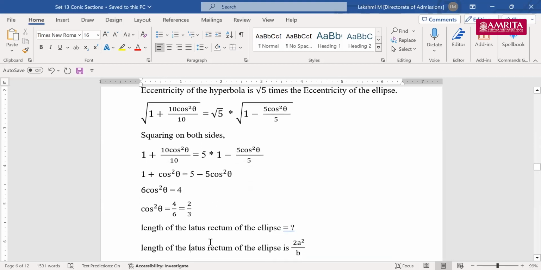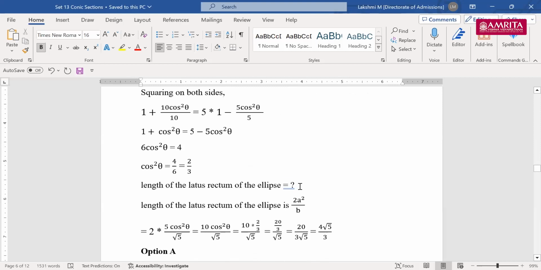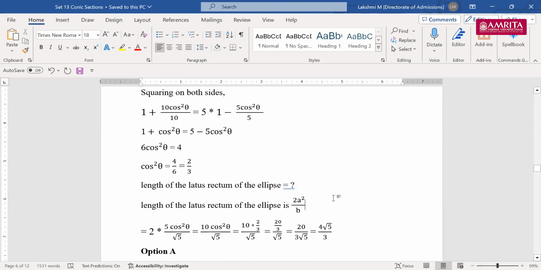So if you're solving this, you'll get cos theta. Now, this is not the question, or this is not the end. The question was something like the length of the latus rectum of the ellipse, 2a square by b.